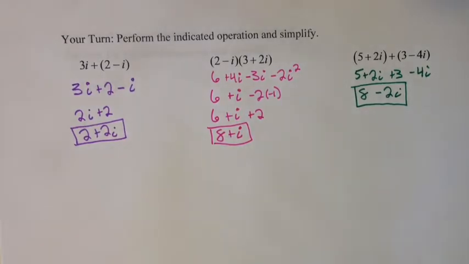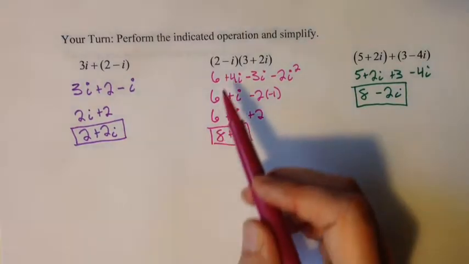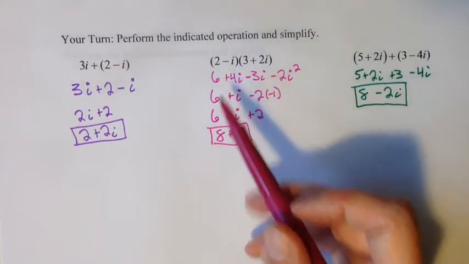My second problem was 2 minus i times 3 plus 2i. Since I'm multiplying, I'm going to be foiling these two things out.